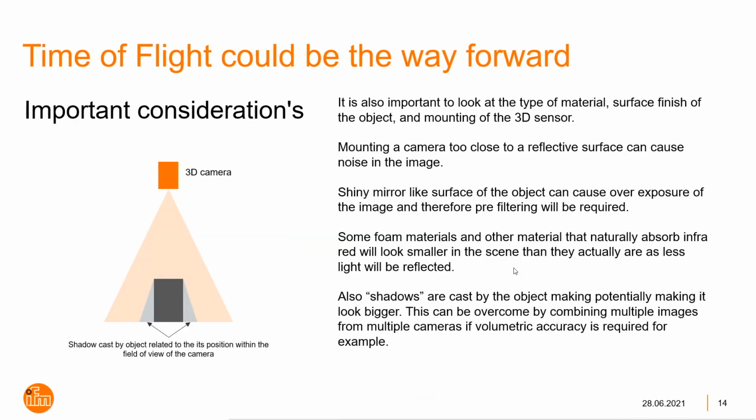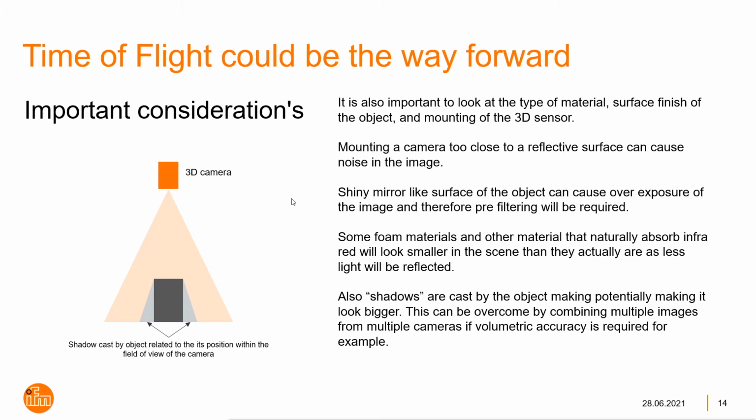We then need to look at the fact that we have a shadow cast by objects. So in the example here, I've got a 3D camera looking down upon a metal block, for instance, and we're using a volume application that was built in by the manufacturer. The volume of that object will look bigger from one camera because of those shadow areas, which are the light grey areas.